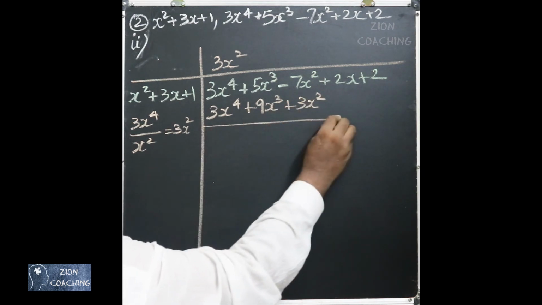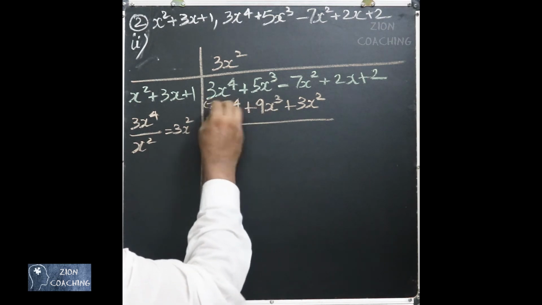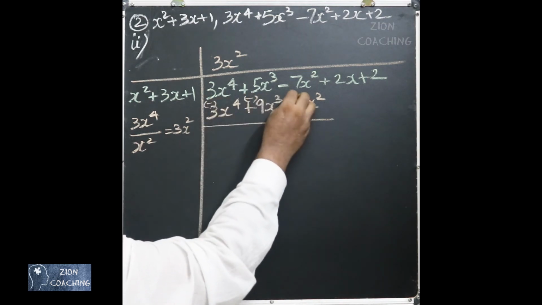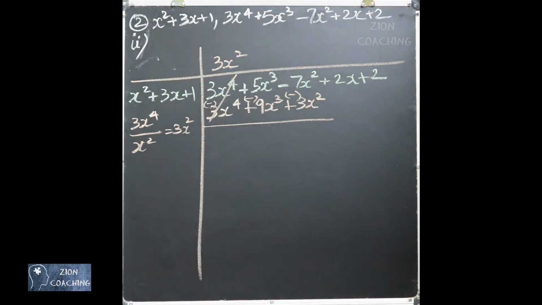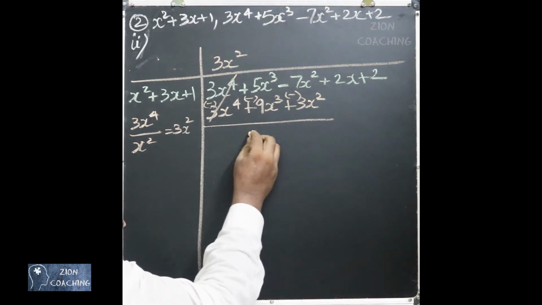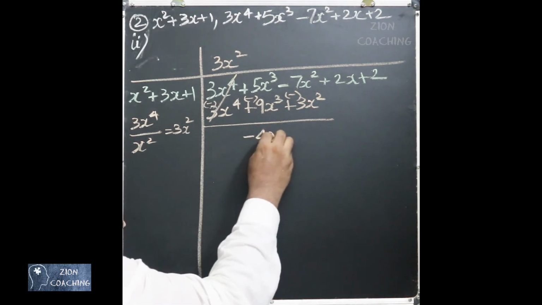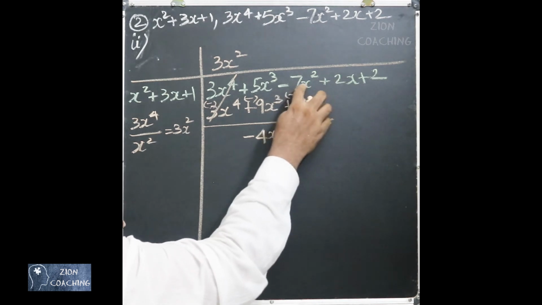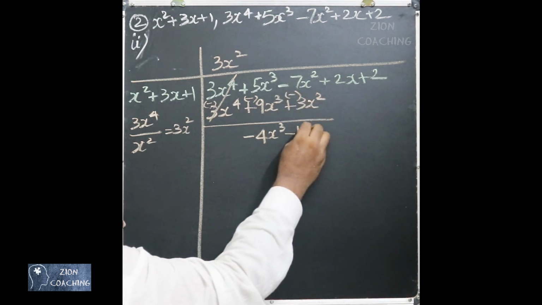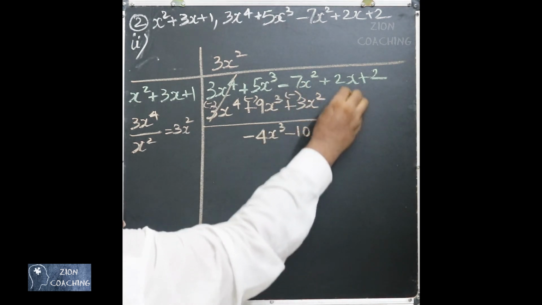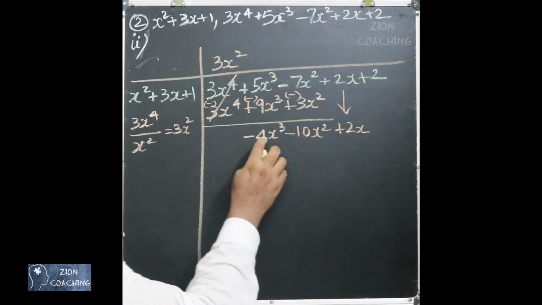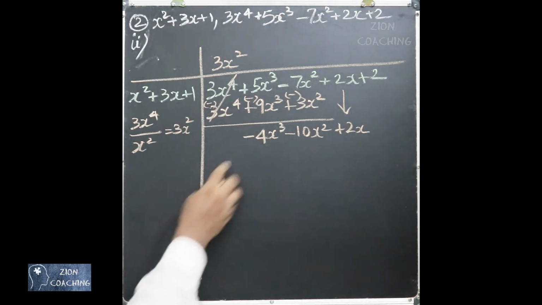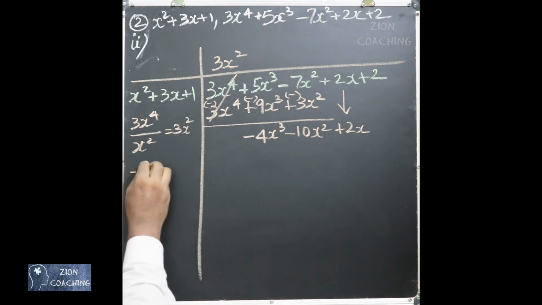When you are subtracting, you have to change the symbol and add. 3x power 4 minus 3x power 4 will get cancelled. 5 minus 9x cube is going to be minus 4x cube. Minus 7 minus 3 is going to be minus 10x squared. Bring down the next term, plus 2x. Now we have minus 4x cube here.